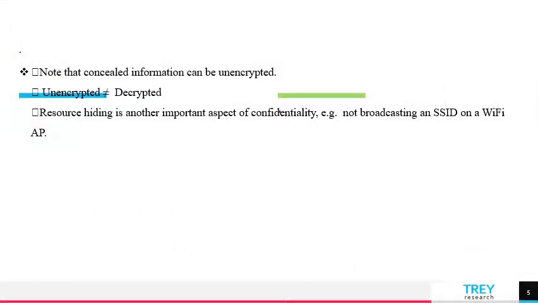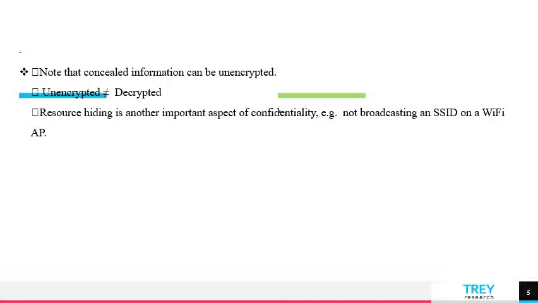We are saying, note that concealed information can be unencrypted. Now we'll do some practicals on how we can encrypt data, and also how the data can be decrypted. Unencrypted is not equal to decrypted. Resource hiding is another important aspect of confidentiality. What do we mean by resource hiding?